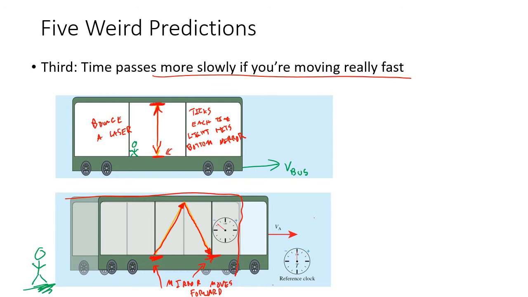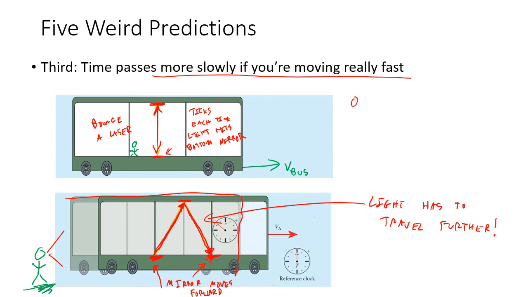The mirror has moved forward, the light goes up, hits the mirror up top, comes down, hits the mirror at the bottom, and of course this causes a tick. But how frequently does this thing tick? Well, from this person's perspective, the light has to travel further. Do you see it? Because it has to go along this diagonal path, which is longer than just this vertical path.